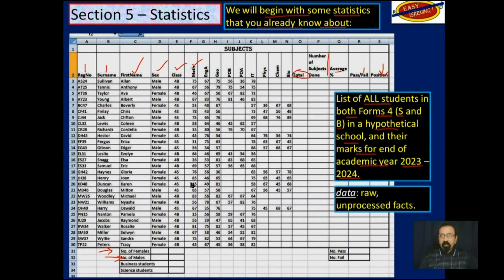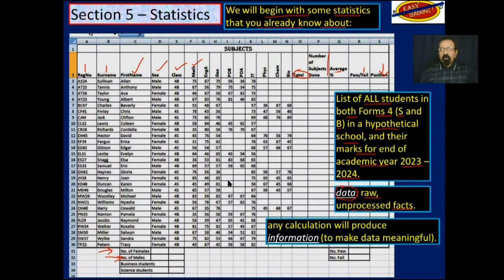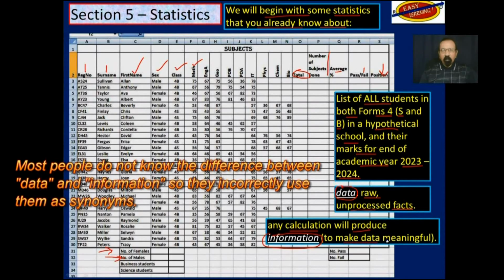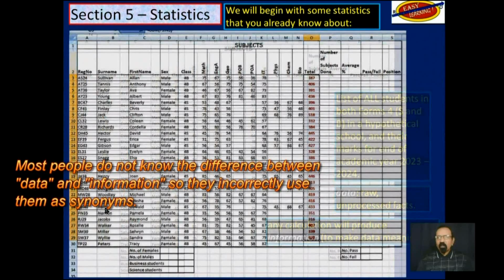Now, what you have here is called data. It is raw, unprocessed facts. That's data. Now, if you do any calculation on this data, you have now produced information, which makes this data meaningful. As you look at it here, it is kind of confusing. So we will do some calculation on this data.